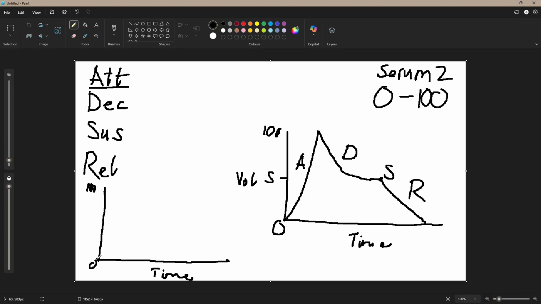Serum 2 has a thing where you can go up to the max volume and then stay at the max volume before you decay back down to the sustained volume and then go down. If this is A, this is D, this point here is S, and then this is R again. This here is called H in Serum 2. This is hold. The time that you spend at the max volume before going down to the sustained volume is the hold, and that is it.